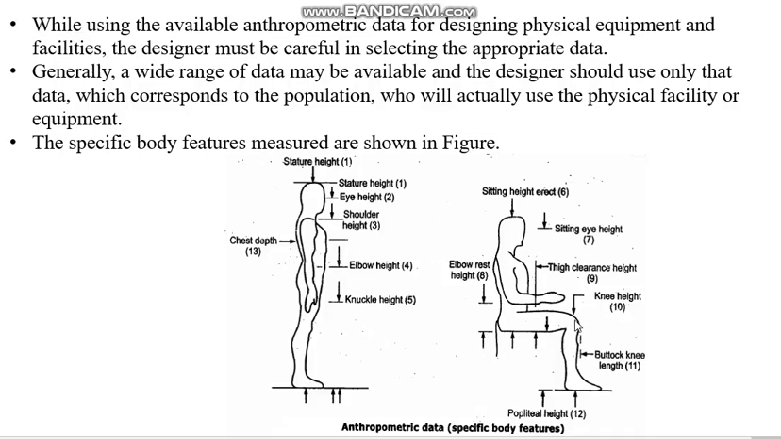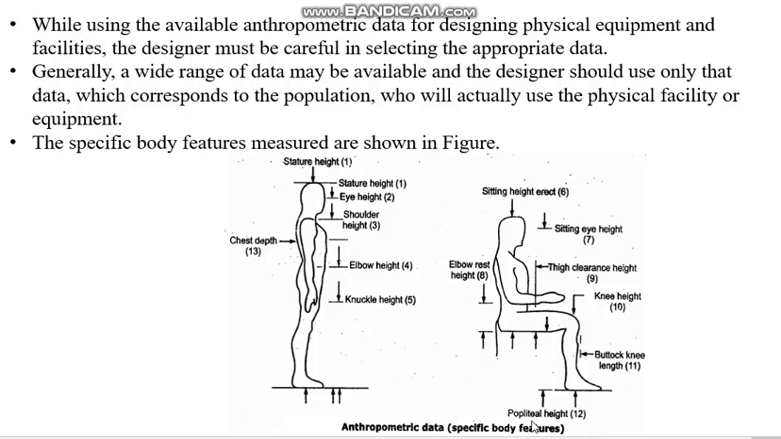Now knee height. Knees are here. Knee height is from the ground to the knees. And then buttock knee length. Buttock knee length means from the buttocks to the knee. This length is buttock knee length.